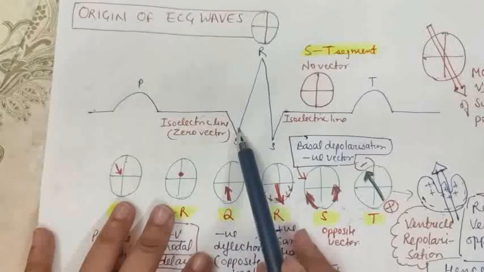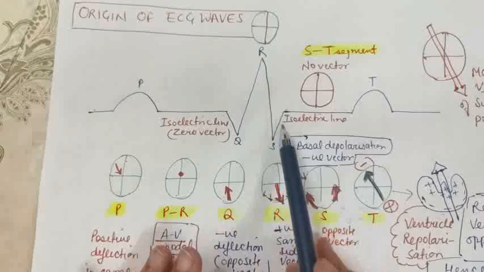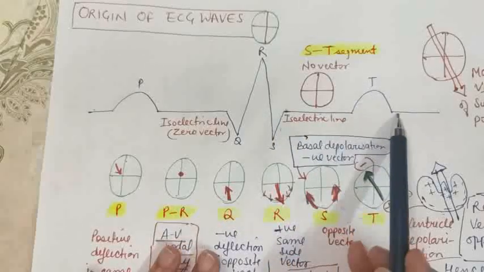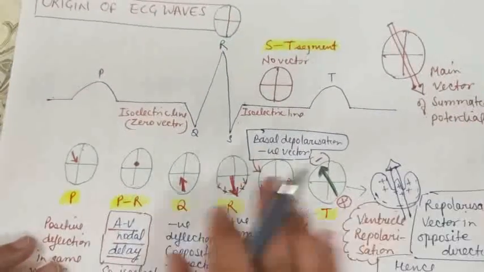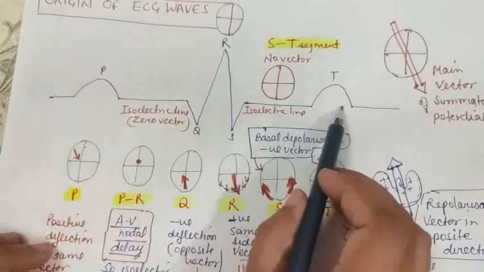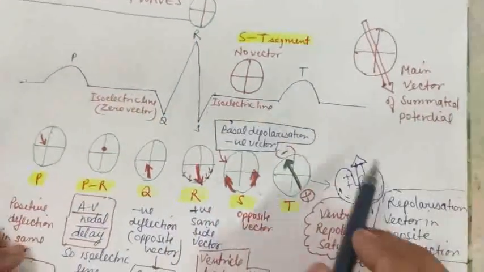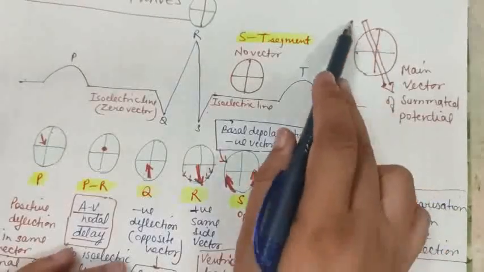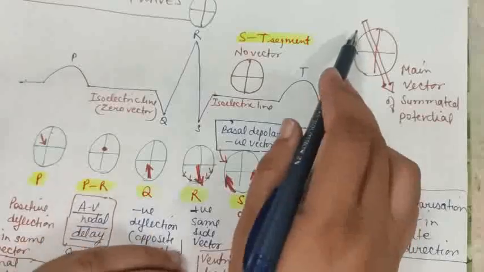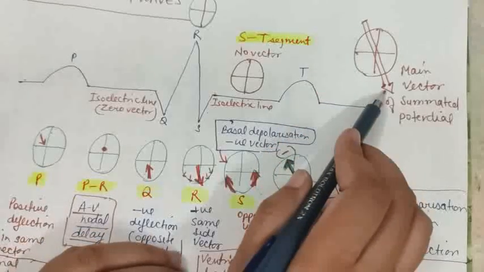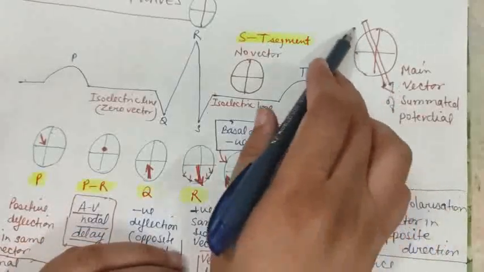Now let's see a brief description of why there is some positive deflection, then we have a straight line, why there is negative deflection, why positive again, then negative, then straight line and then one more positive deflection. This is very important, why we are having this type of waveform as ECG. So assume this is heart. At one time the common vector, the common direction of potential change in heart is this one. This is the main vector.